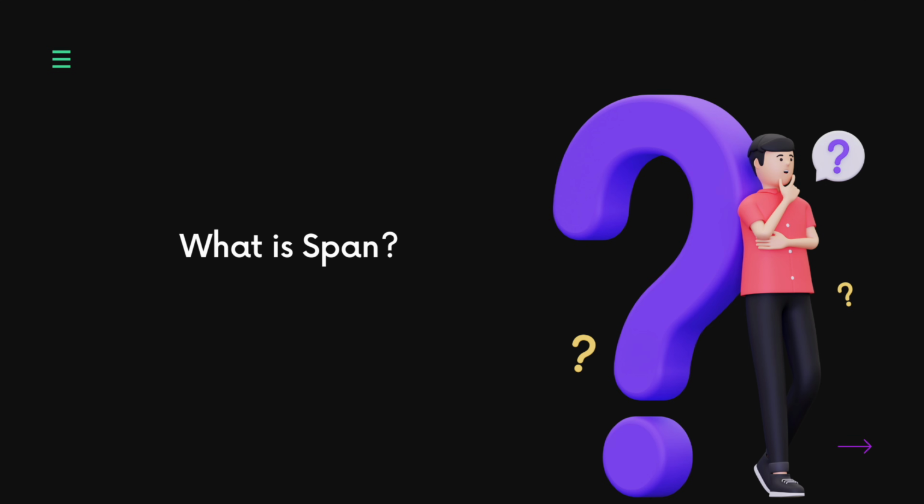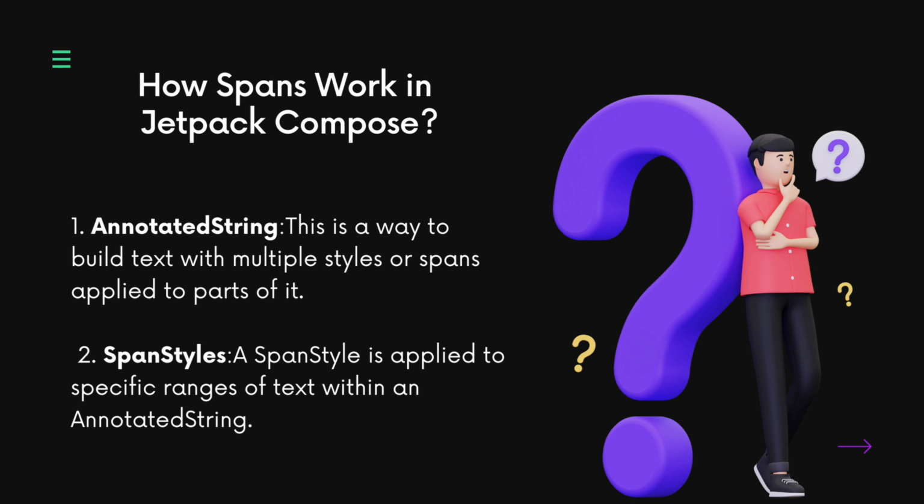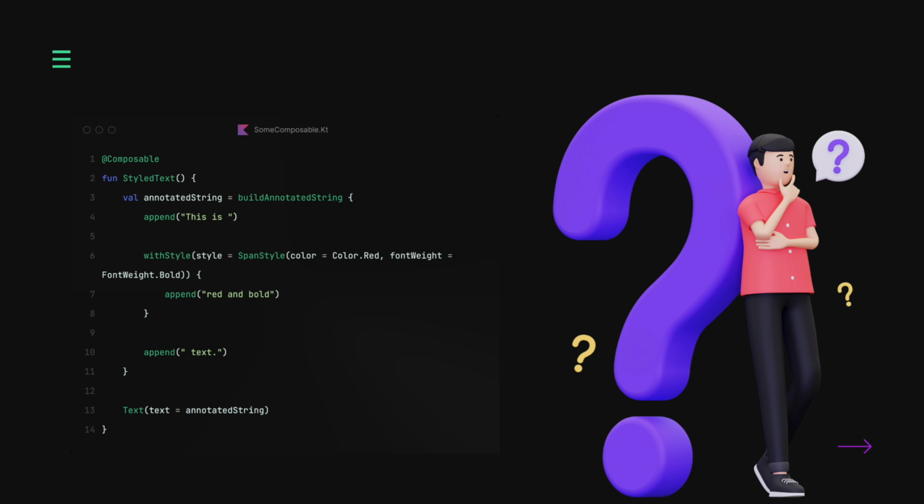Before we dive into the code, let's first understand what a span is. Think of it as a way to style certain parts of a text to make them stand out from the rest. You can use spans to highlight words, change colors, add bold text, or even make parts of the text clickable. In Jetpack Compose, we use AnnotatedString to create text with multiple styles, and SpanStyle to style specific ranges of text within an AnnotatedString. Let's make this clearer with an example.